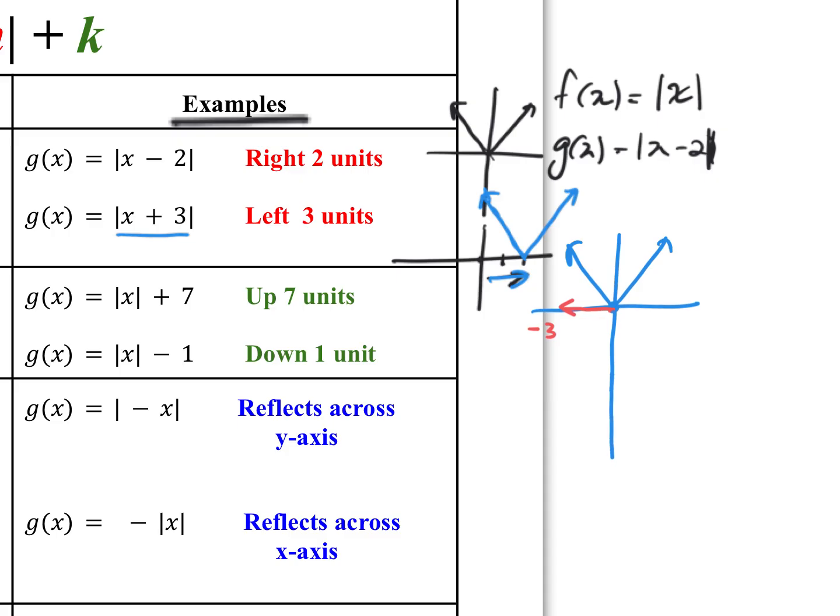Okay, so let me just continue here. So now you have here your absolute value. What happened is it's going to go 1, 2, and 3. So this is now your vertex, and it's going to move this way. So what did you notice? This is actually called a horizontal translation of 3 units left.